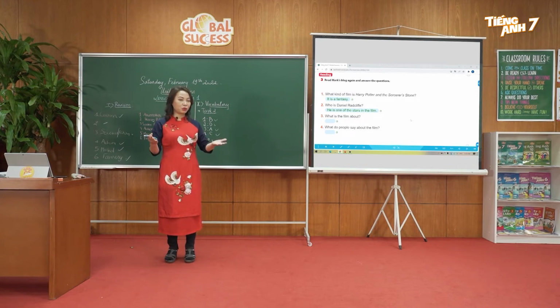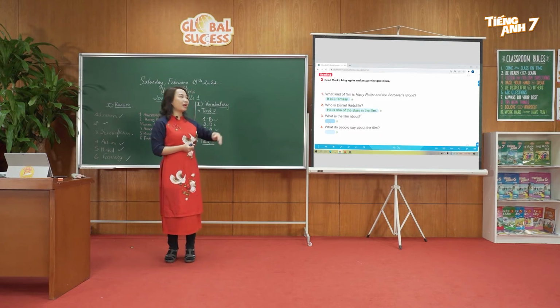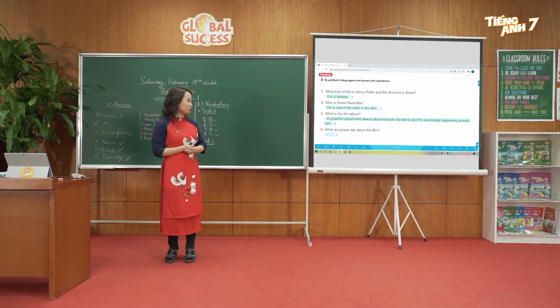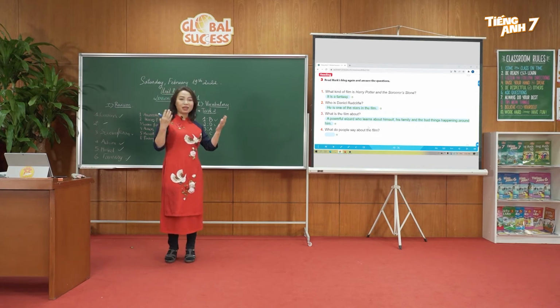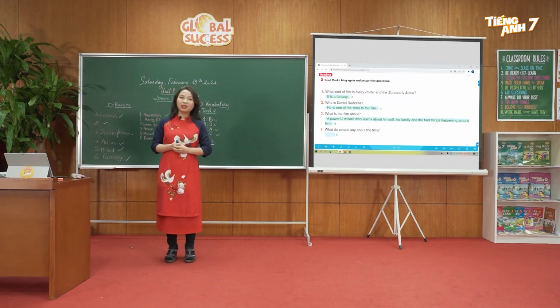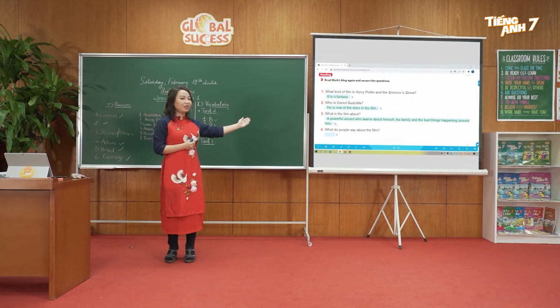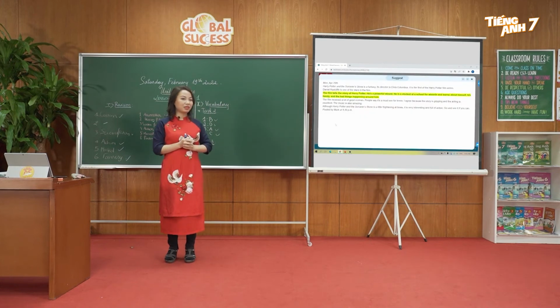The film tells the story of Harry Potter. What else? No, the text said the film tells the story of Harry Potter. Okay, and I can tell you the correct answer for this question. It is about a powerful wizard who learns about himself, his family, and bad things happening around him. It is the main content of the film. And look at this. We can pick up some sentences from the text. Look at the highlighted words.